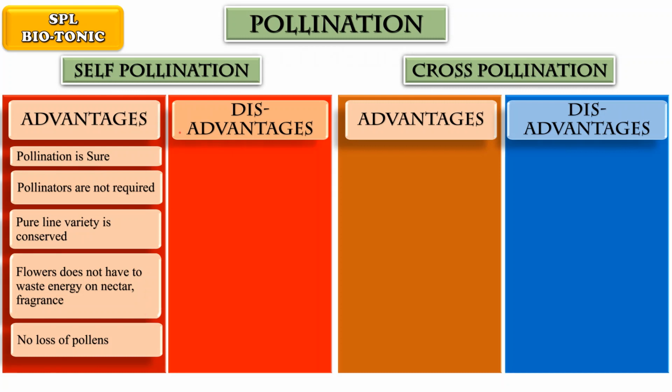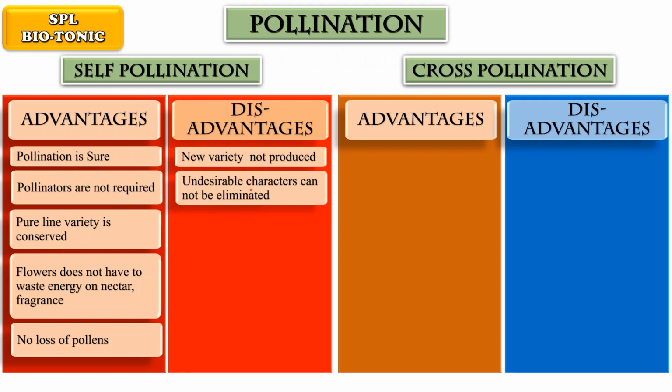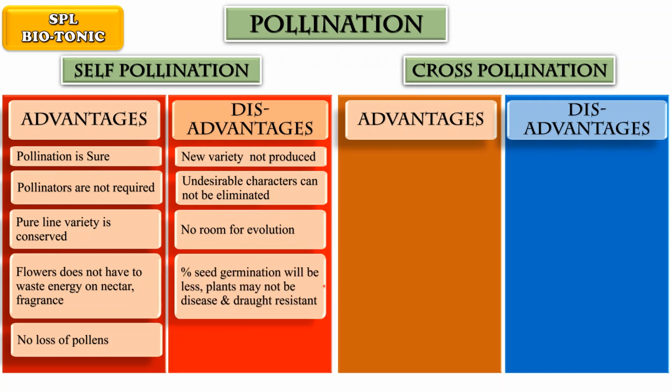But self-pollination has certain demerits also. The first one is, due to self-pollination, new varieties are not produced. We cannot eliminate undesirable characters, if any. There is no room for evolution. The percentage of seed germination will be less. It means if you put 100 seeds in the soil, only 70 germinate and the remaining 30 fail to germinate. So this is a loss to the farmers.